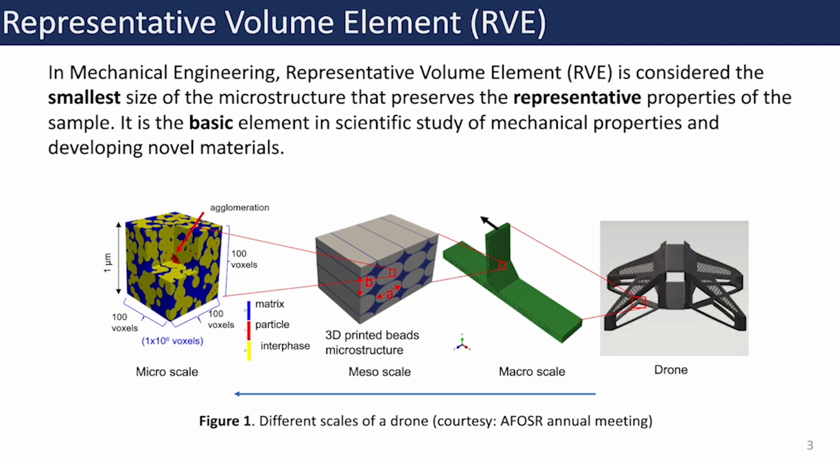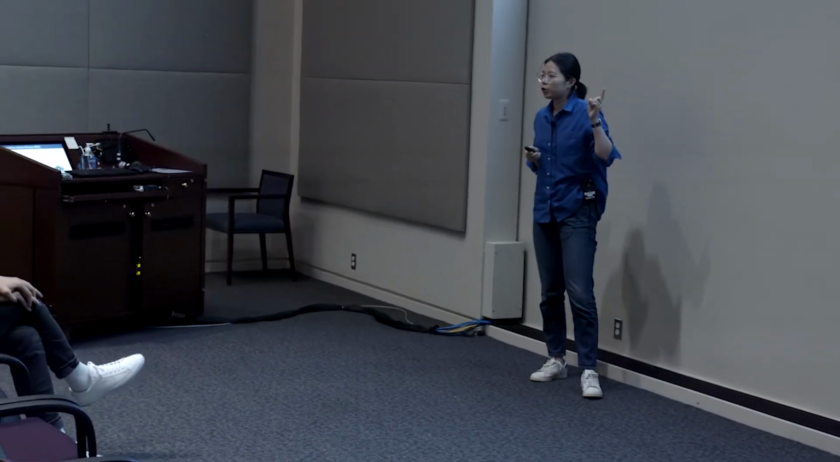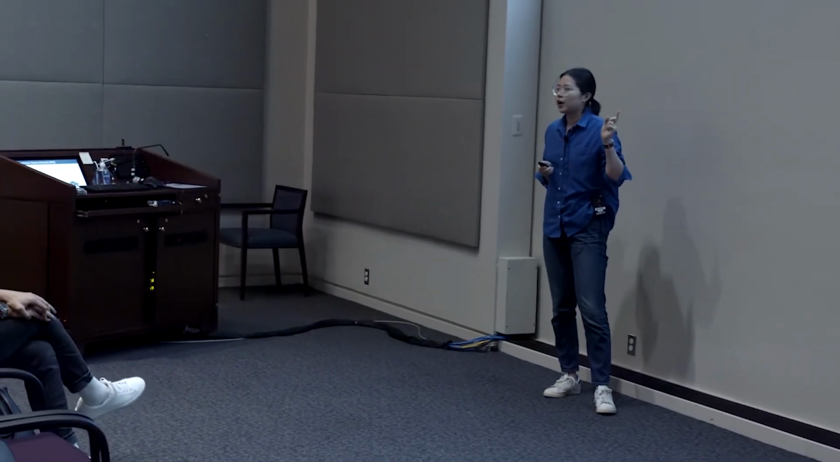I'm showing you an example of a drone. Let's say we are interested in the damage performance of an L-beam in this drone, and we want to build a complex multi-scale model. Then we break this L-beam from the macro scale to the meso scale, and finally to the micro scale, and we build layer by layer. All the properties you are going to bring in for the micro scale come from the properties you study from the RVE. And that is why RVE is so important.